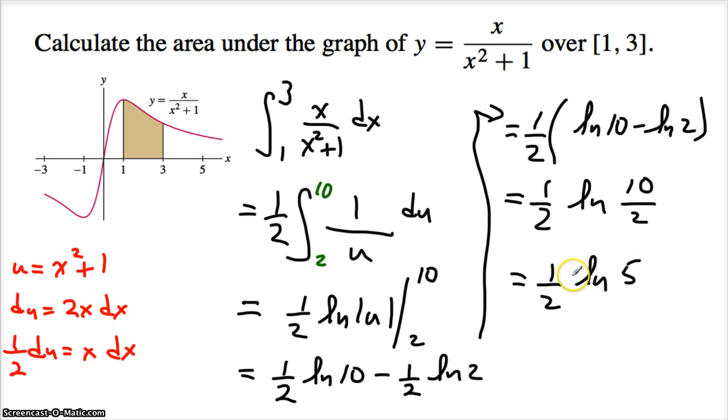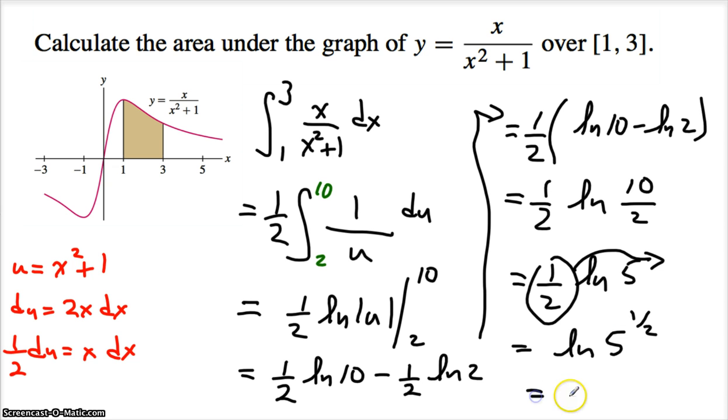And there's another property of logs. This 1/2 can be written as an exponent of 5. So that'll be ln of 5 to the half, which we can write as ln square root of 5. And that's your final answer.